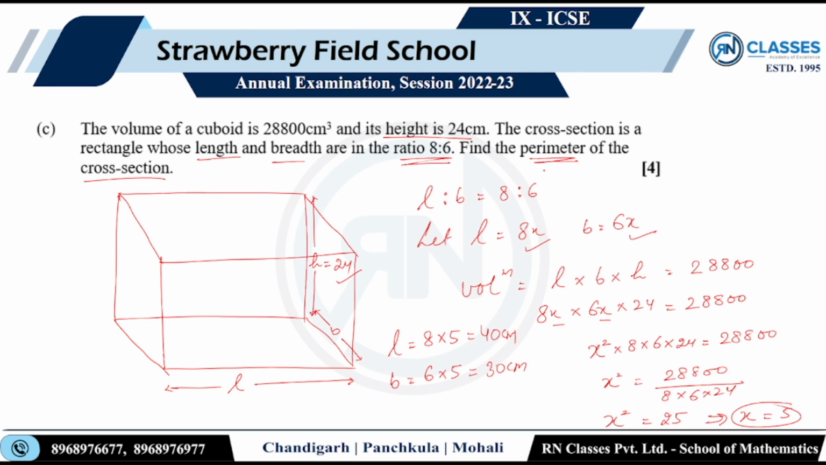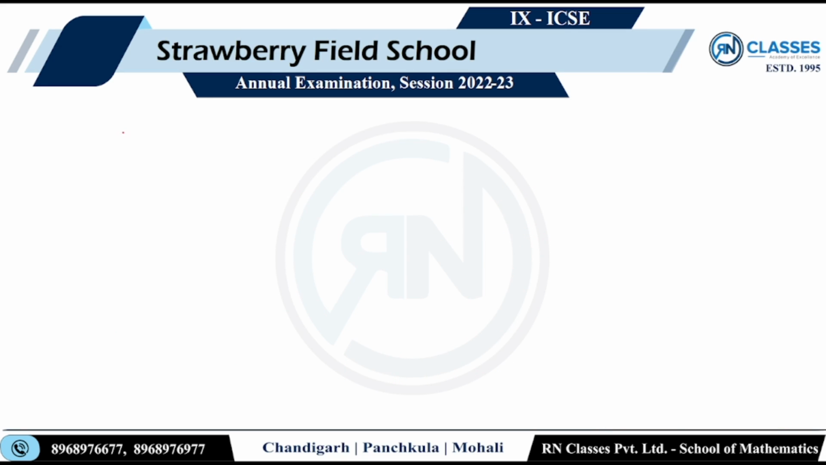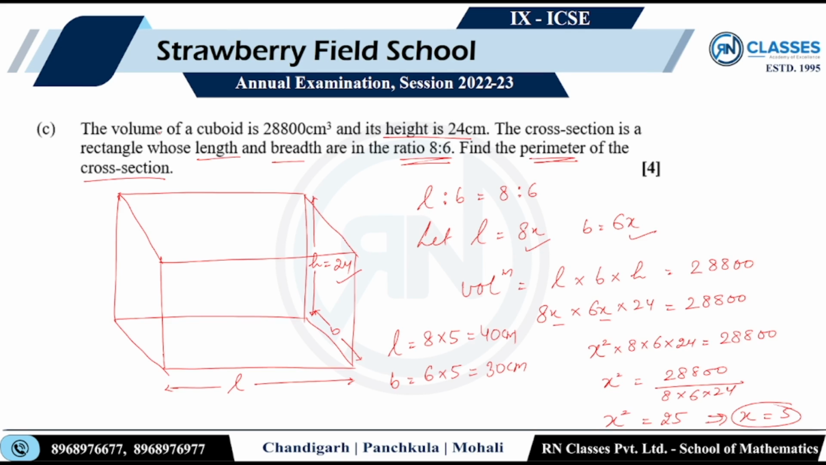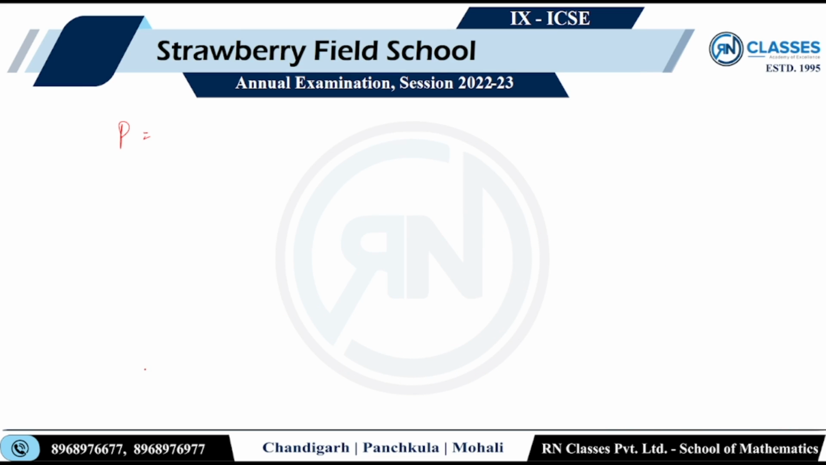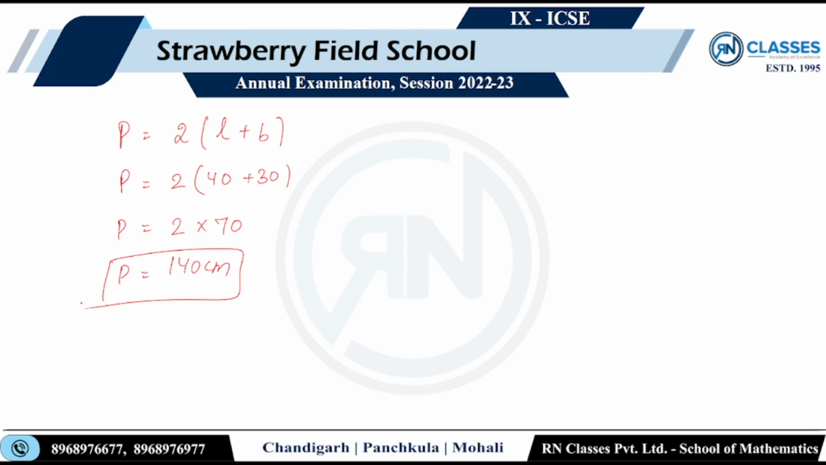Now I need to find the perimeter of the cross section. Perimeter क्या होगा guys? Base का perimeter, length, breadth. Of course, it will be 2 times L plus B. So perimeter would be 2 into, length is given as 40, breadth is given as 30. So perimeter is equal to 2 into 70. Perimeter is given to 140 centimeters. Let's move on to the next one.